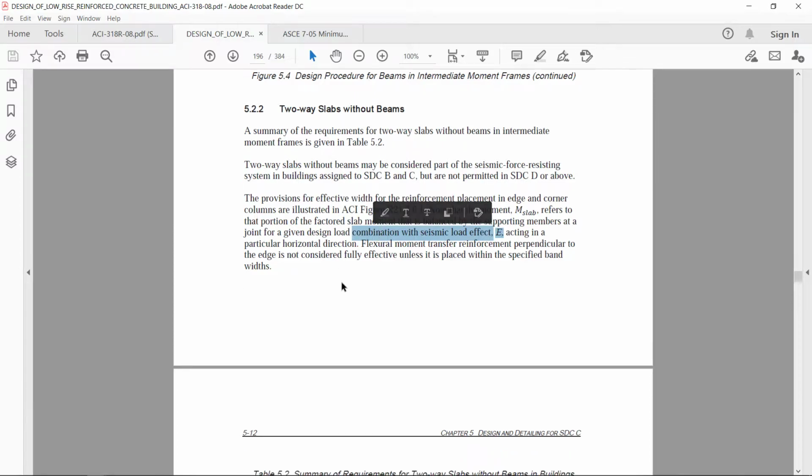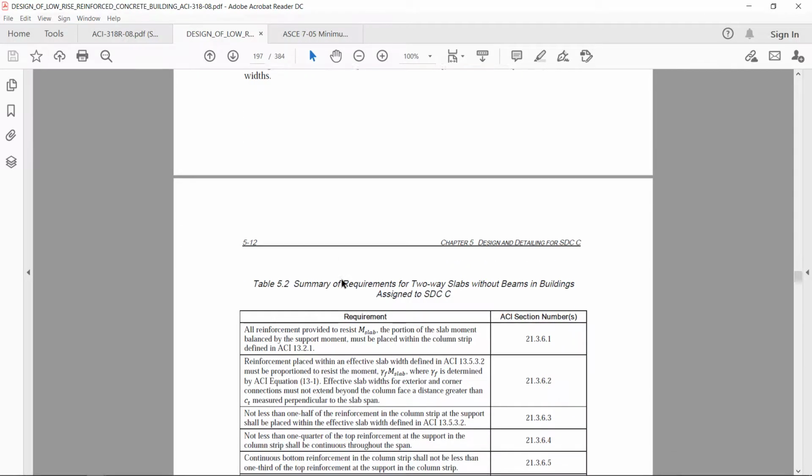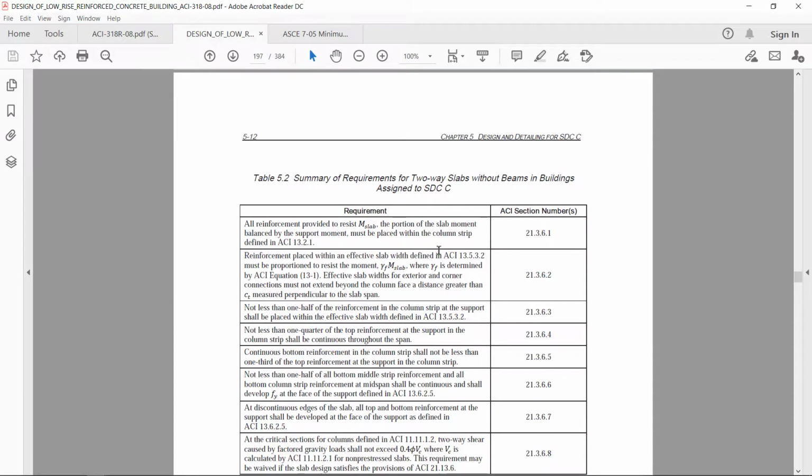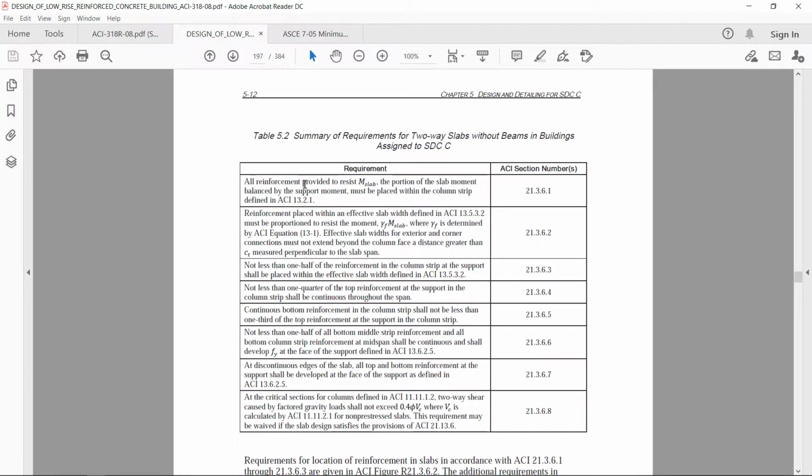So let us see what are the requirements to design a two-way slab without beam in a building assigned to SDC-C. The first thing is all reinforcement provided to resist M slab, the portion of the slab moment balanced by the support moment, must be placed within the column strip defined in ACI 13.2.1. So let us go to this related section 21.3.6.1 and let us see what it means.